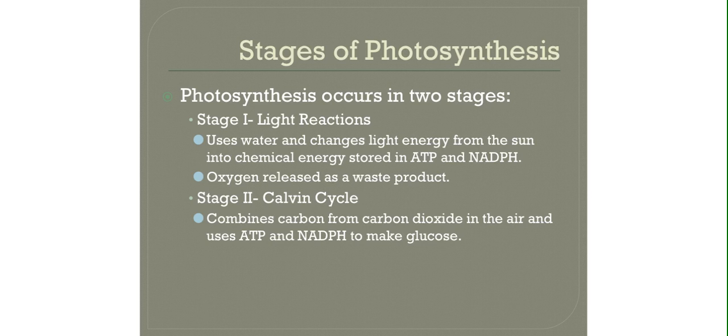Stage two is all known as the Calvin cycle. It is also referred to as the light independent reaction, or you will hear it called the dark reaction. Those are three names for that stage. And this one combines carbon from carbon dioxide in the air and uses ATP and NADPH to make glucose. So in one stage of photosynthesis, oxygen is our waste product and we are creating ATP and NADPH. In the second stage of photosynthesis, you are now creating glucose from ATP and NADPH. And if you don't know what NADPH is, you shouldn't, because it's a brand new term, or brand new molecule, that we're going to talk about in this video.